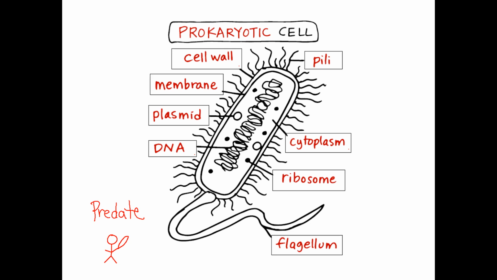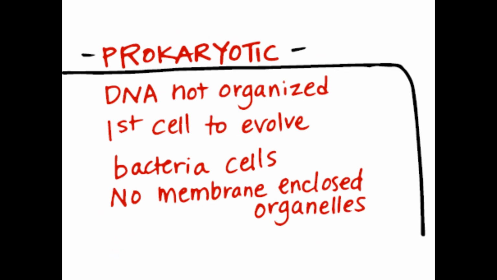So I want you to draw a little caveman and write the word predate. So these are the very early types of cells. They still exist. These are actually really important. Bacteria and other things are considered prokaryotic organisms, but they are the earliest life. Now, it doesn't mean that they're less important than eukaryotic cells or anything like that. They all have their role to play. So in prokaryotic cells, the DNA is not organized. In other words, it does not have a nucleus, and it was the first cell to evolve. One example is bacteria cells, and they have no membrane enclosed organelles.